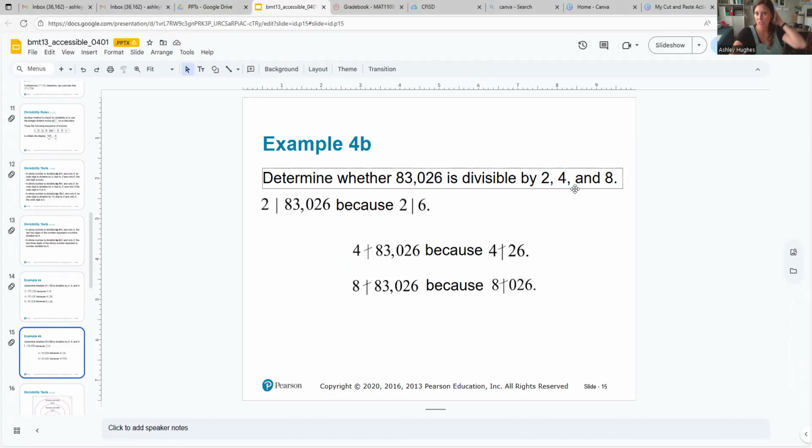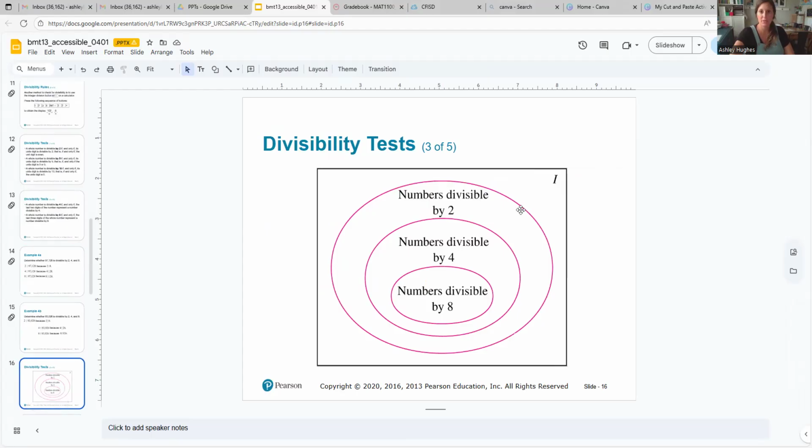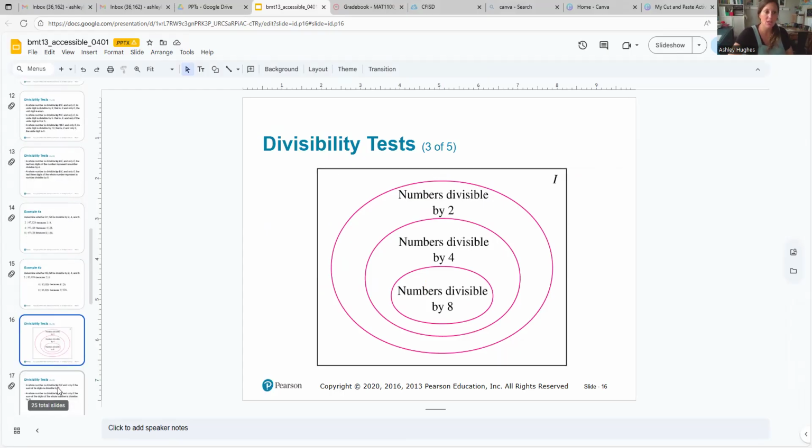Determine whether this is divisible by 2, 4, and 8. It's even, so yes, but 26 is not divisible by 4, and therefore it's not divisible by 8. If they're divisible by 8, they're also divisible by 4 and 2, which makes sense because 8 is 4 times 2. So that Venn diagram is helpful.